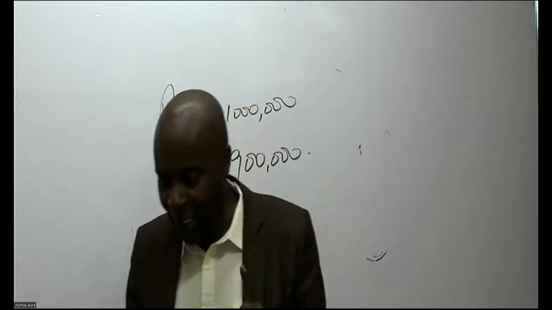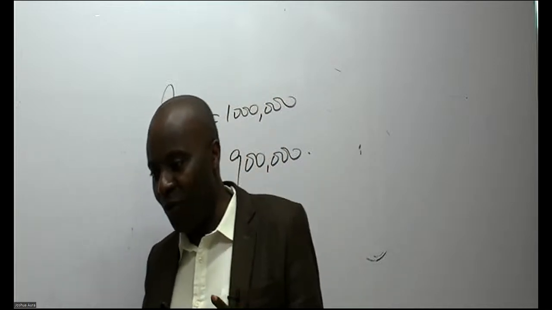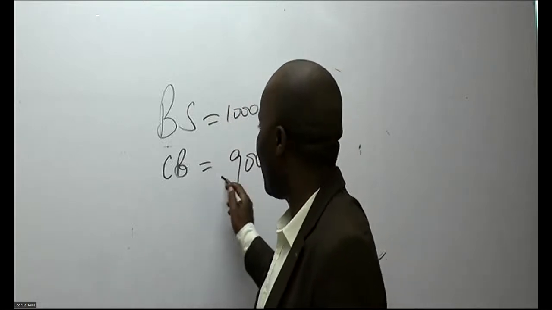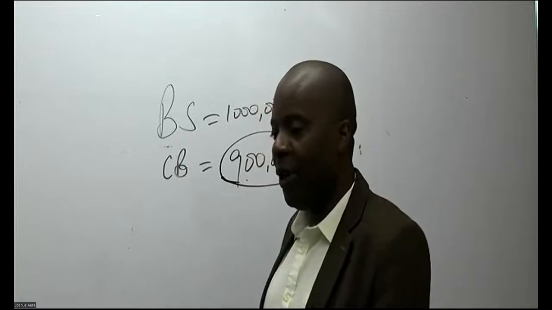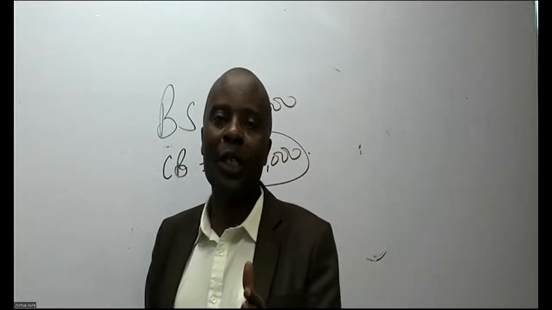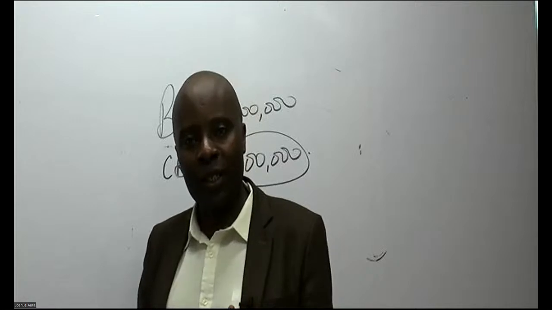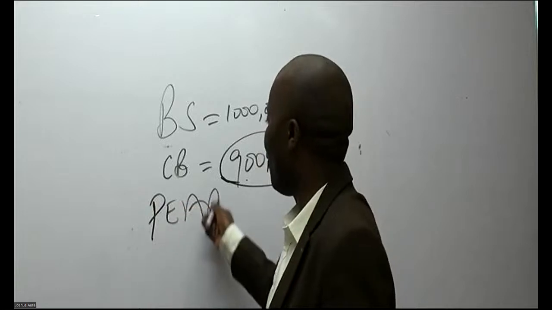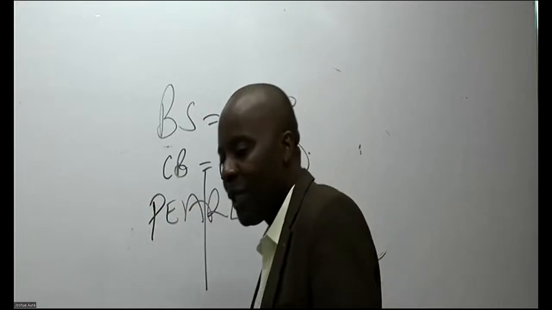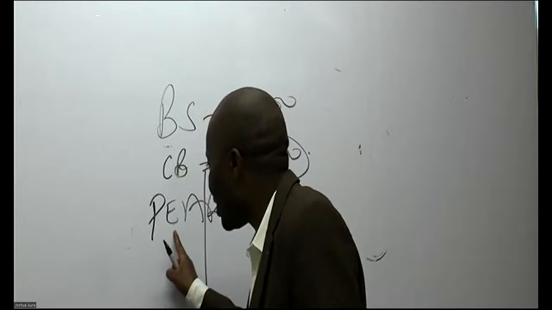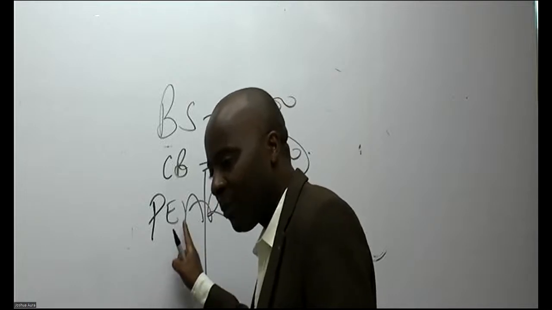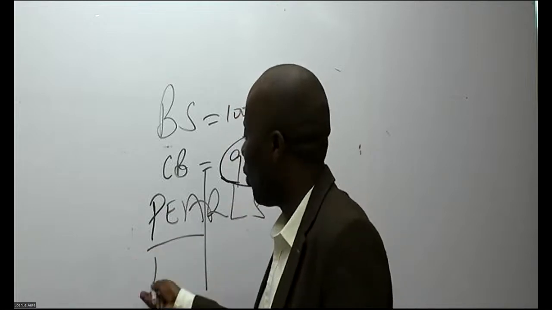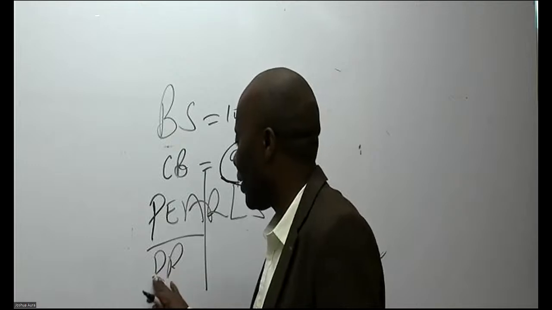Now, students, listen to me very well. When we talk of a cash book, if, for example, you have this amount in your company, 900,000, you see cash is an asset. And of course, from what I told you some time back, I taught you the acronym of PEARLS, where we said that purchases, expenses, and assets, whenever they increase, we debit.